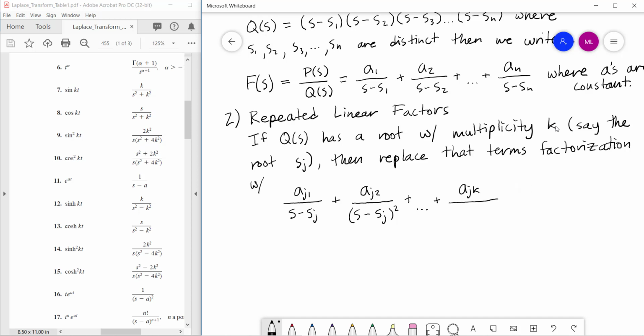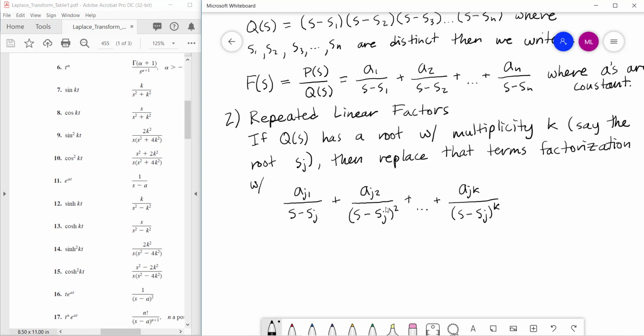So Ajk would be the kth term. If the multiplicity is 4, this would require up to 4 terms, where the denominator is now s minus sj to the 4th. In general, it's to the kth power. So we can keep constants in the numerator and just take every power of s minus sj up to and including the prescribed multiplicity. If the multiplicity is 2, you just have these two terms. If the multiplicity is 3, you'd have these two terms plus one that involves another constant over this term cubed. And in general, we're going up to the kth power because k is the multiplicity, meaning k is how many times this term shows up.